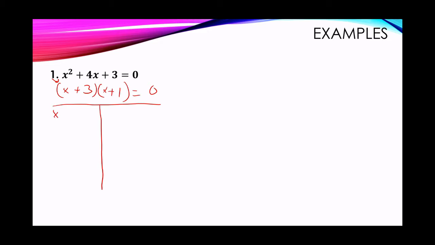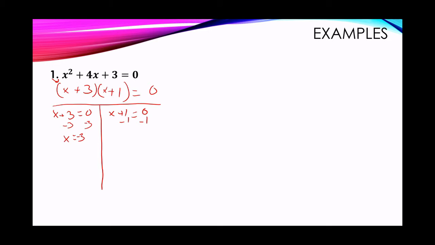And so now I'm going to say x plus 3 equals 0, x plus 1 equals 0. And all I did was I broke out the parentheses and set them equal to 0, right? And so now I'm just solving for x. So minus 3 on both sides. I get x equals 3. No, sorry, negative 3.